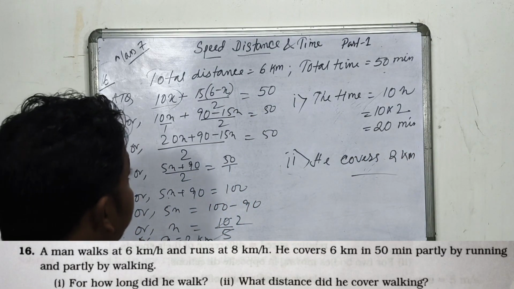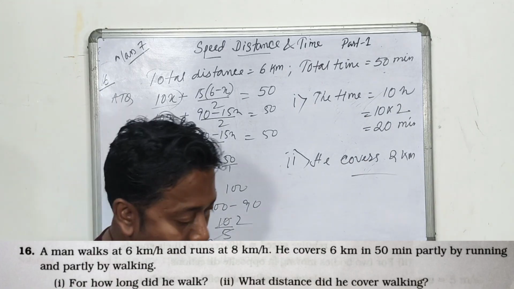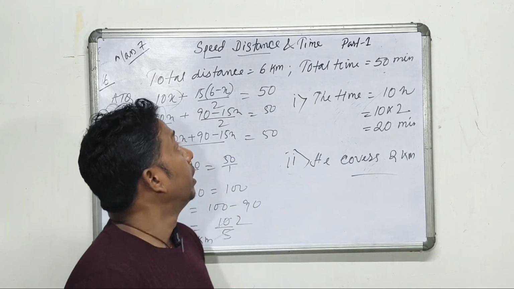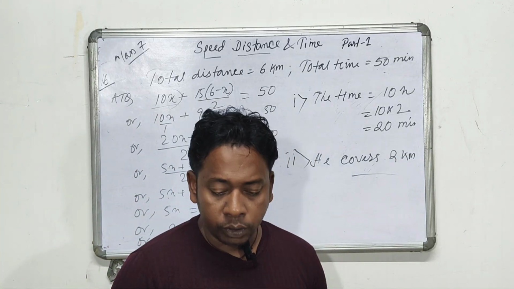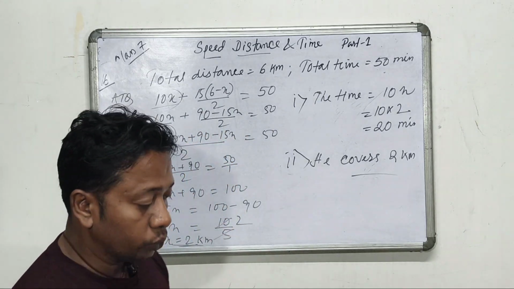Okay, so that is the ultimate story of this problem. Now we finish part 1 of speed, distance and time. In my next video I'll sort out the train problems. That is speed, distance and time part 2.